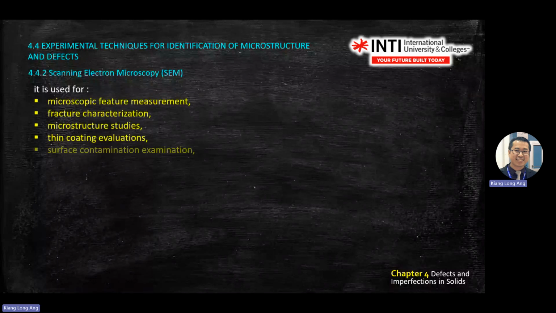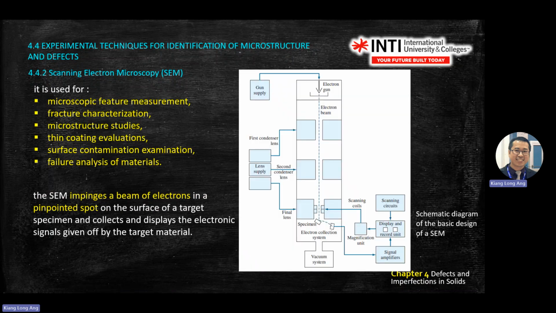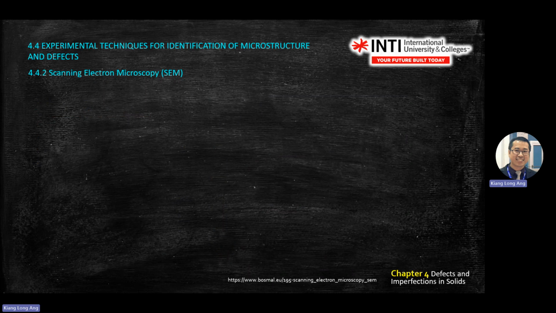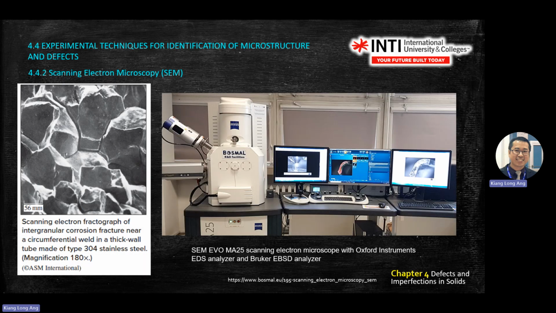SEM we don't have, but it is used to do all these things. So this is a SEM machine. It's a very expensive machine. You can see the sample up to this magnification, 180 in the microstructure. It looks something like this. We don't have this one in our INTI yet. We hope we can get it, but the utilization rate is very low, right?